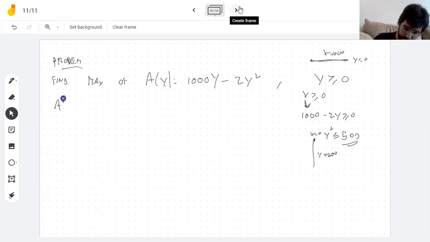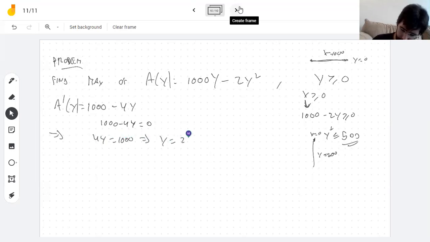So just take the derivative, make it equal to zero, and the extreme value theorem is going to tell you that the critical points are going to contain the maxes and mins. If you make this equal to zero, solving this, you have 4y equal to 1,000, which makes y equal to 250. So I have three critical points: y equals 250, y equals 0, and the endpoint, 500.